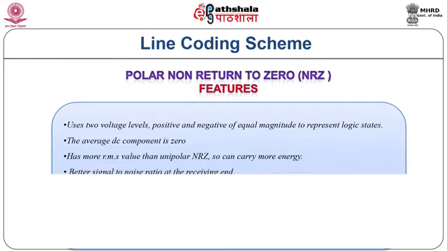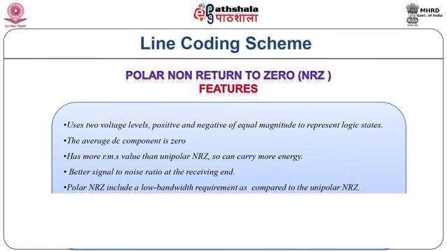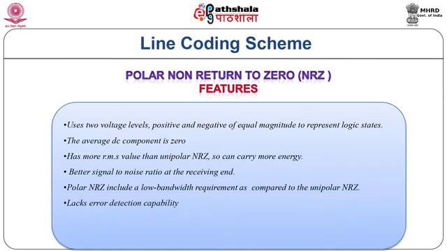This will aid in better signal to noise ratio at the receiving end. The drawback of polar NRZ is that it lacks error detection capability when the transmitted signal has a long sequence of zeros and ones. This problem is overcome in polar RZ signals as the signal drops to 0 in the middle of each bit interval.